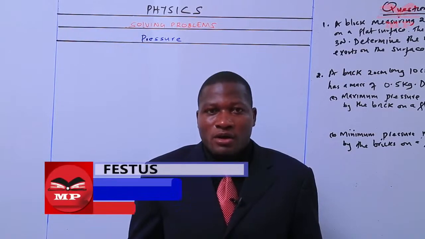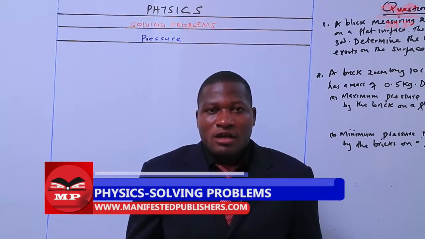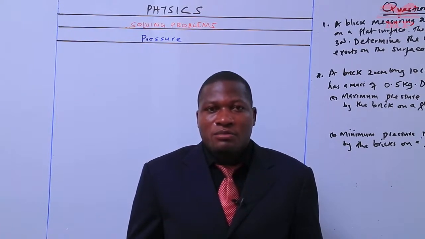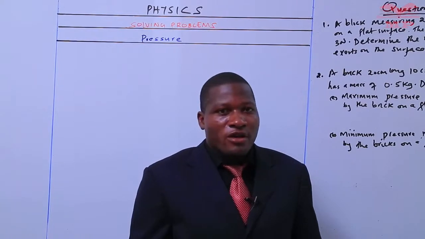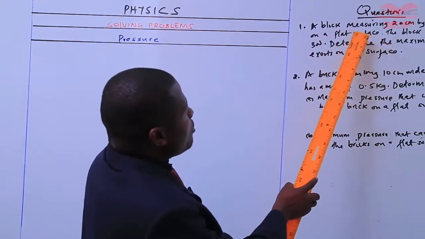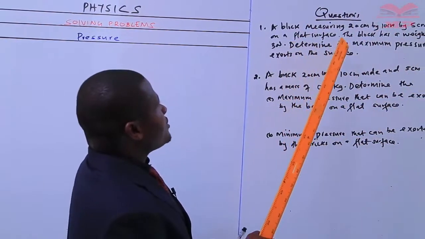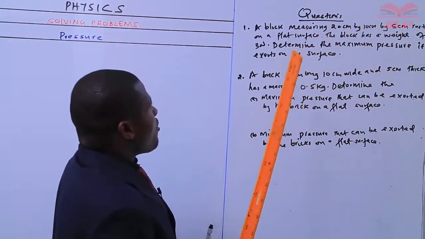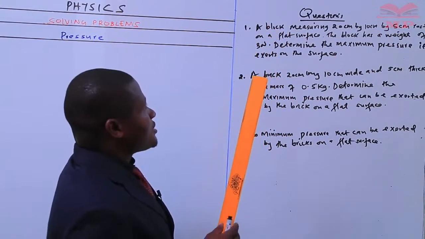Hi learners, welcome to our lesson today in solving problems in pressure. In the last lesson, we solved problems in pressure in solids, but today we are going to solve some questions involving calculating maximum and minimum pressure. I have here two questions. The first question is: a block measuring 20 centimeters by 10 centimeters by 5 centimeters rests on a flat surface. The block has a weight of 3 Newton. Determine the maximum pressure it exerts on the surface.